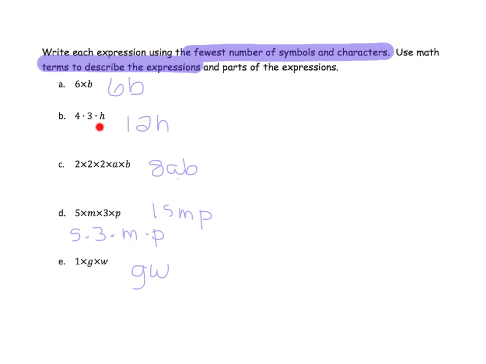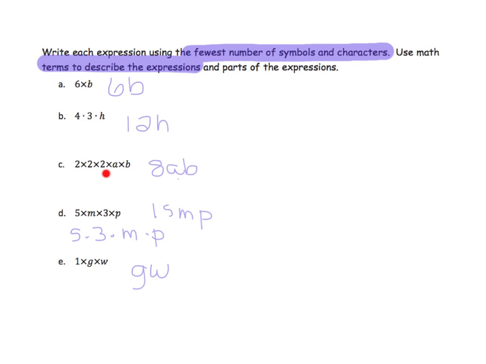So here we needed to use the fewest possible symbols and characters. So I was trying to get rid of all of my multiplication symbols. I could not write 4, 3 because that means 43. So I had to actually do that multiplication. 4 times 3 is 12, times h, but I don't need a symbol in between there. So I could say that 12 and h are factors of the product 12h, and 12 is a coefficient of the variable h.